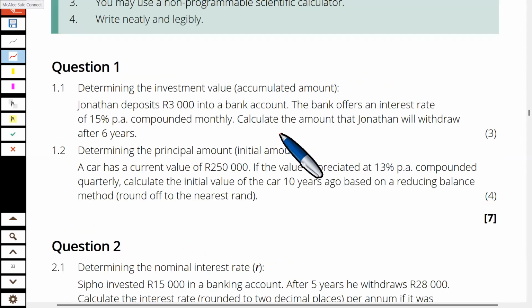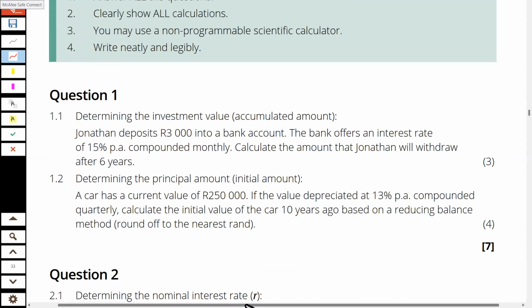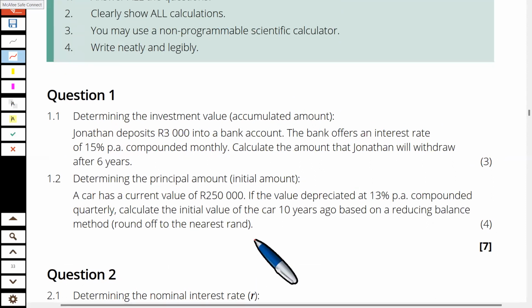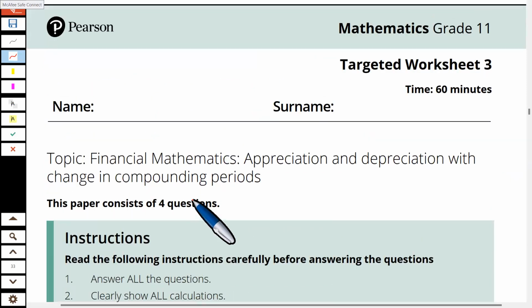Let's look at this one. I'm going to give you a chance to do the questions alongside me. For example, question 1, determining the investment value, accumulated amount. Jonathan deposits 3,000 into a bank account. The bank offers an interest rate of 15% per annum compounded monthly. Calculate the amount that Jonathan will withdraw after 6 years. Let's do this question. Note that this topic on finance is targeted worksheet 3.